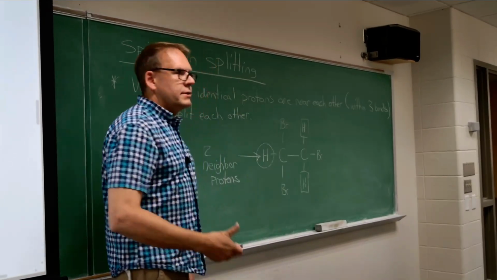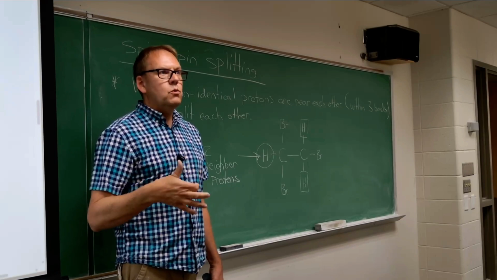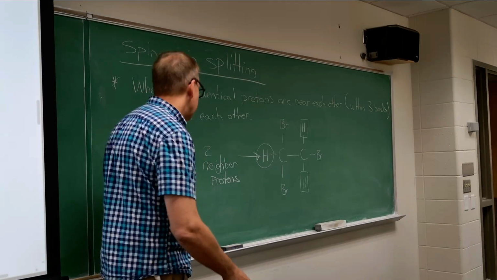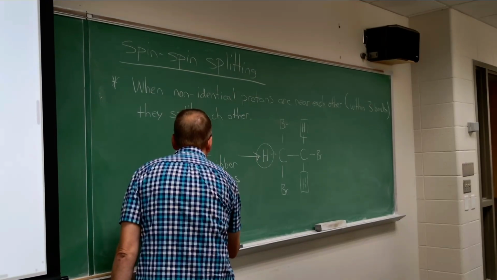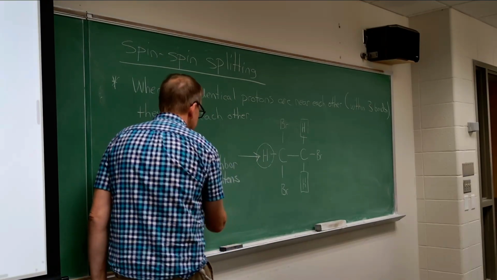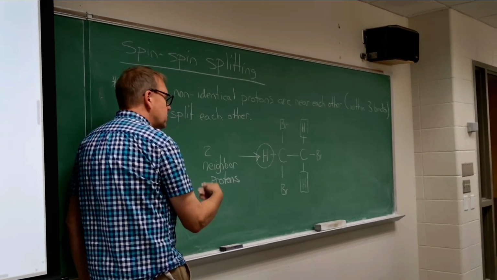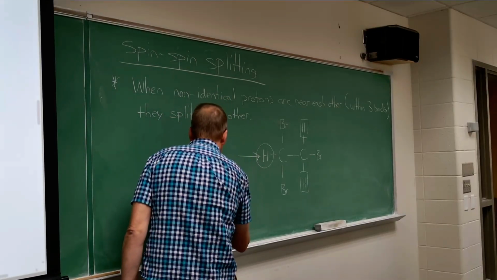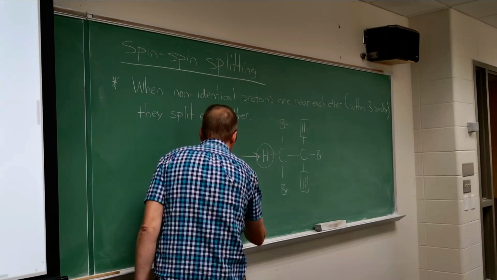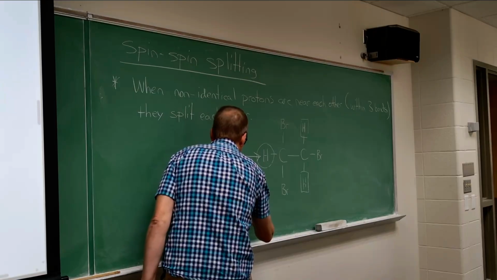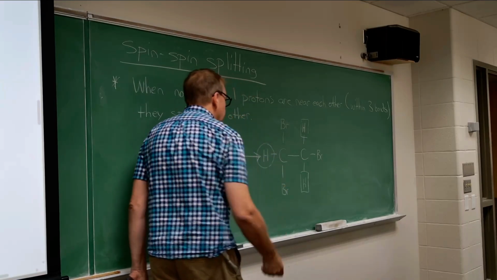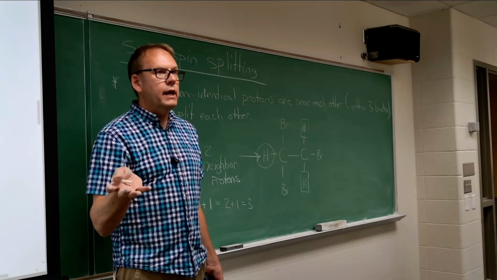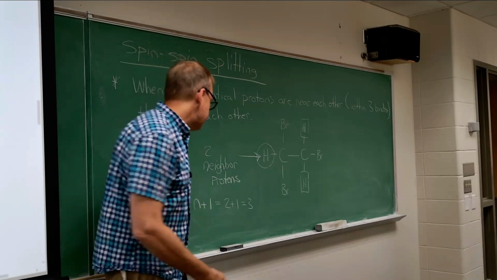And it turns out there's a rule that you can use to predict what it will be split into, and this is called the n+1 rule. We're going to talk about this too. So n+1, where n is the number of neighbor protons, tells you what the splitting will be. So this H gets split into 2 + 1 = 3. It gets split into 3 peaks because it has two neighbors. Two neighbors, and then you add one, and you get 3 peaks, so you get a triplet.